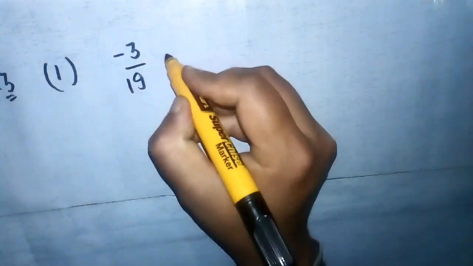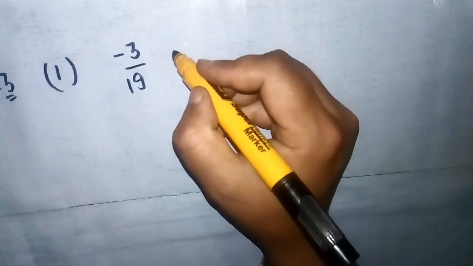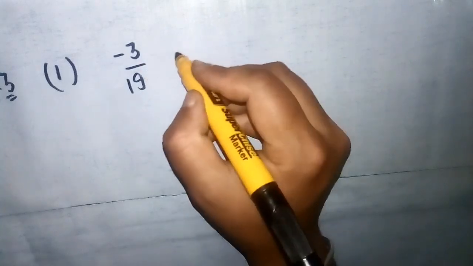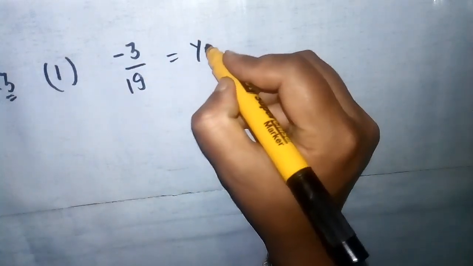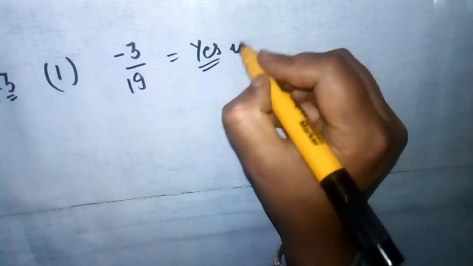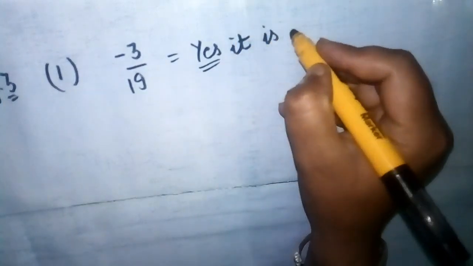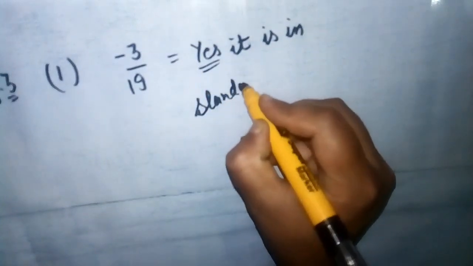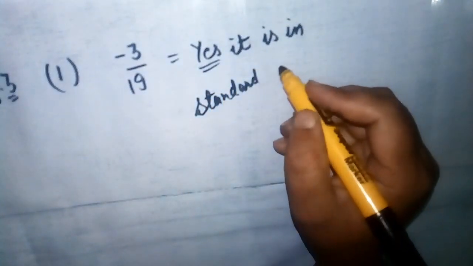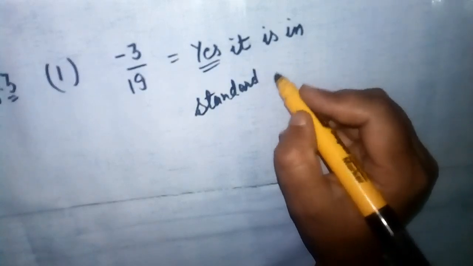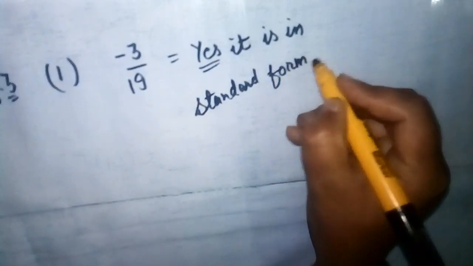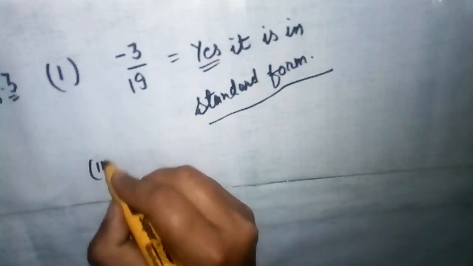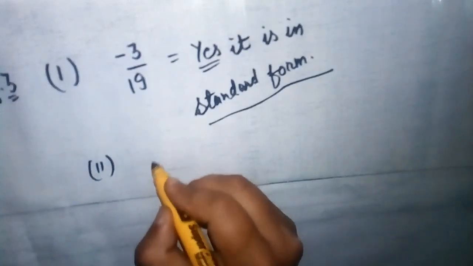So check, first of all, the negative sign is with the numerator and the denominator is positive, means the first step is clear. Second, the HCF is 1, means they are not coming in the same table, so you will write yes, it is in standard form. I repeat, first of all, check the negative sign is with the numerator, and second, they are not coming in the same table other than 1. So yes, they are in standard form.